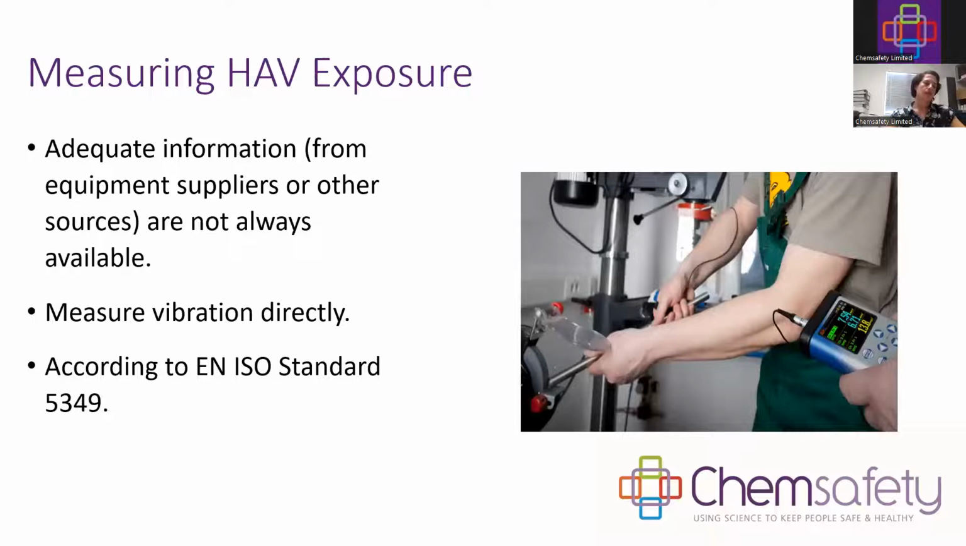But sometimes, or in most cases, it is hard to find adequate information on the equipment that you use, and also you want to determine what the person using the specific tool in the specific condition is exposed to. So in this case, measuring hand-arm vibration directly is the best approach. And measurements are done in accordance with the international ISO standard 5349.